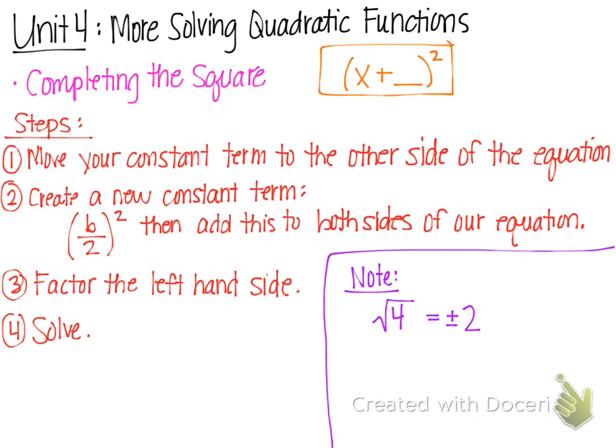Now, if you don't believe me, just remember, 2 squared is equal to 4, but also negative 2 squared is equal to positive 4. So because both of those squared gives us positive 4, when we take the square root, we've got to have plus or minus of whatever our solution is. So let's do a couple examples of these, and let's work through our steps.